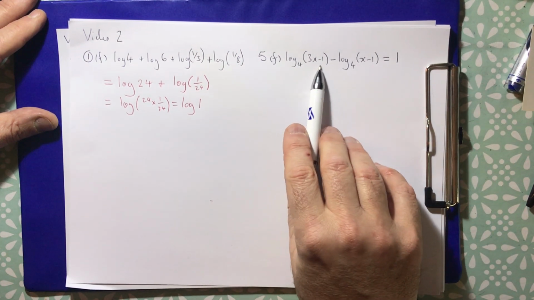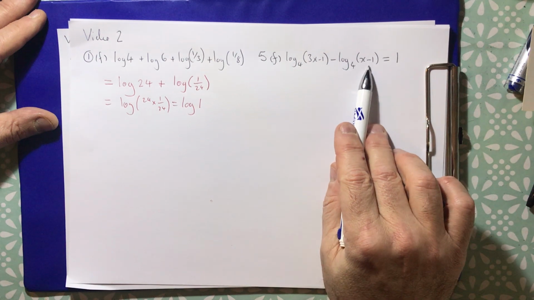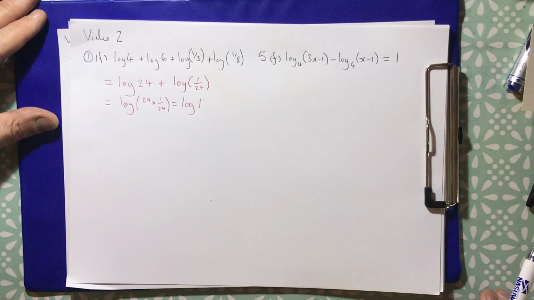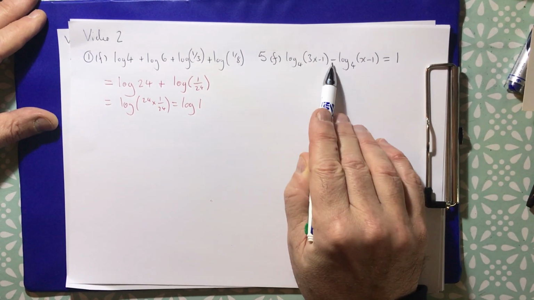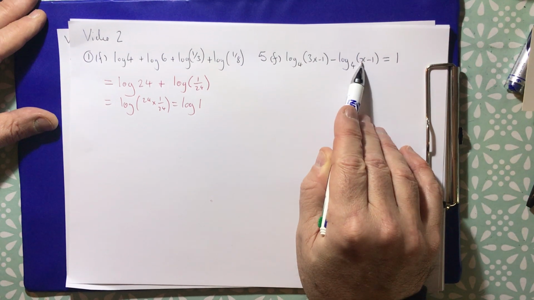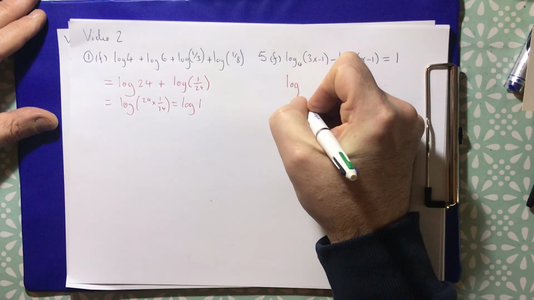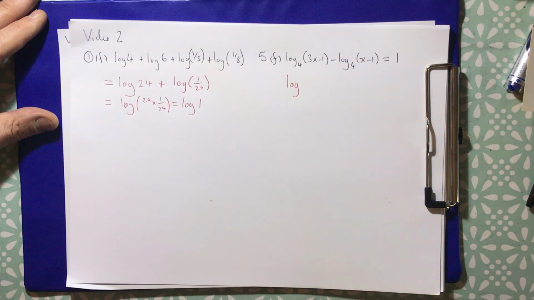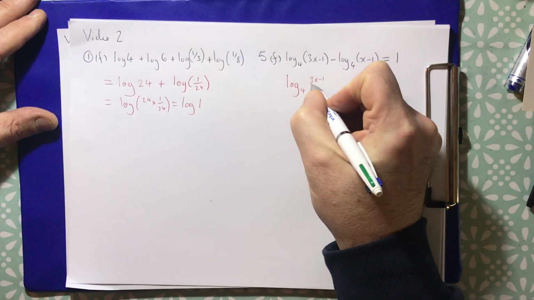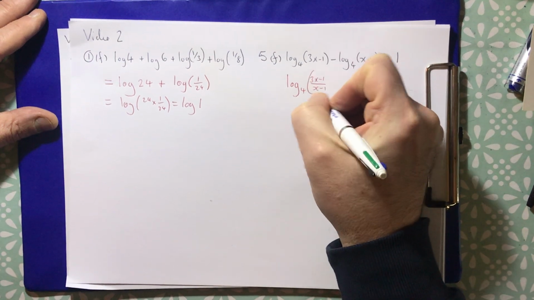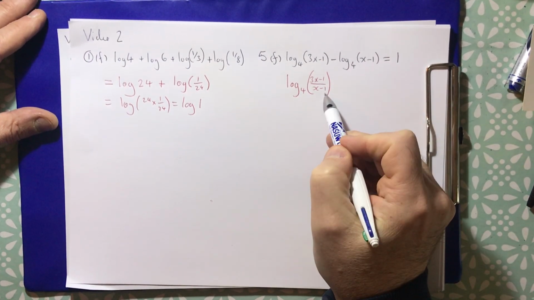If we look at this second one, they're asking us to solve an equation. First of all, we've got to combine this into one term. Remember, when we subtract, we divide. Because it's the opposite, with indices, if one term is divided by the other, we would subtract. So it's the other way around. If we subtract logs, we divide. So it's going to be log to the base 4 of 3x minus 1 over x minus 1.